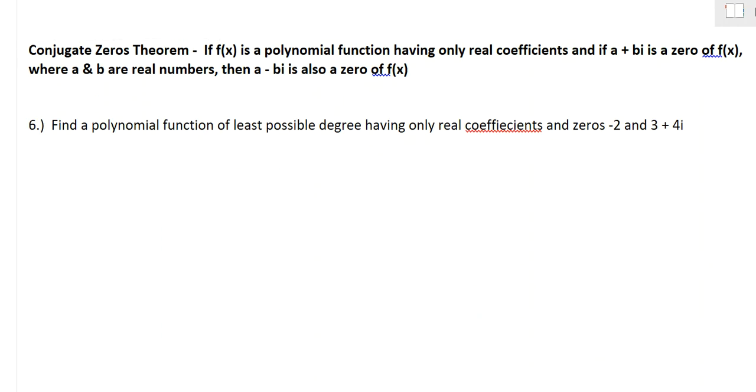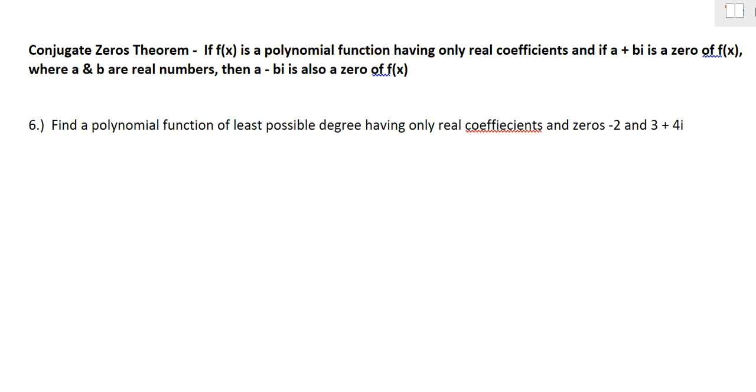One of the next theorems that we have is the conjugate zero theorem, and it states if f of x is a polynomial function having only real coefficients, and if a plus bi is a 0 of f of x, where a and b are real numbers, then the conjugate a minus bi is also a 0 of f of x.